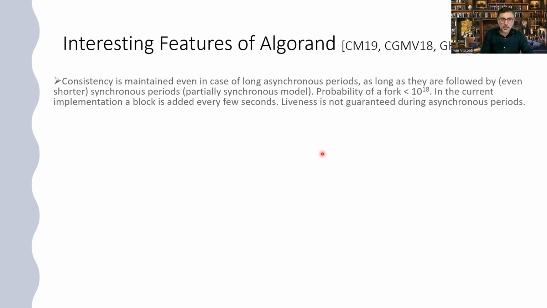In the current implementation of the blockchain, a block is added every few seconds, so it's super fast so far, and liveness is not guaranteed during asynchronous periods, I would say. It follows the original paradigm of the old school consensus, where when there is a problem with the network, with synchronicity, you want to keep consistency. So no fork, fine, but no liveness guarantee.